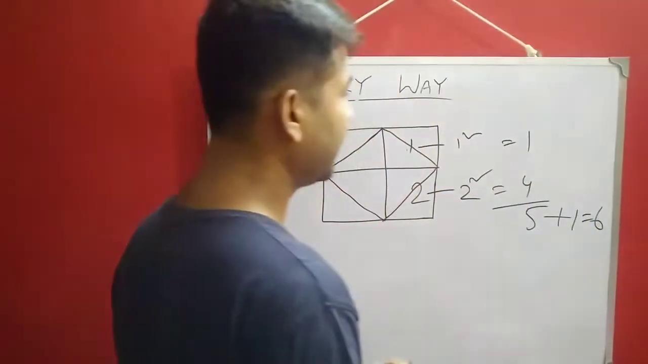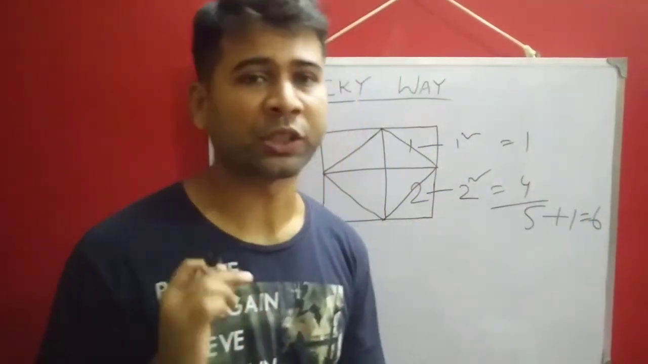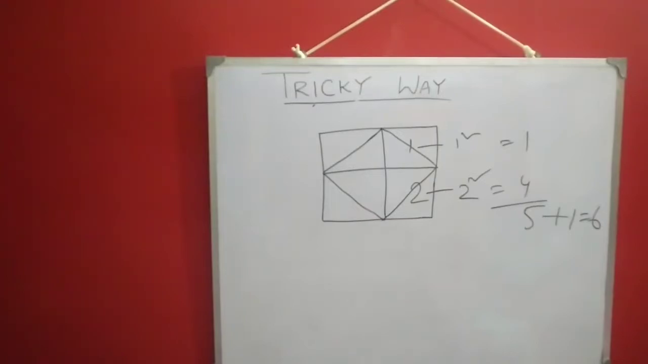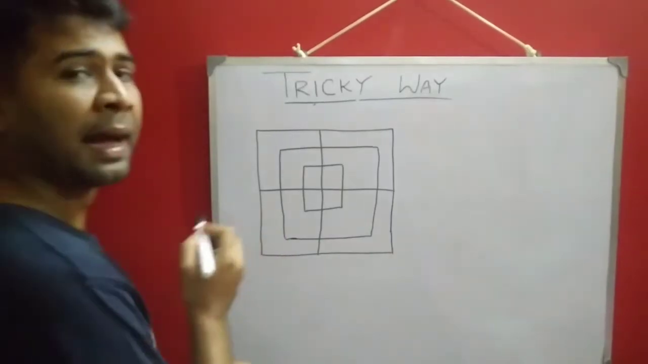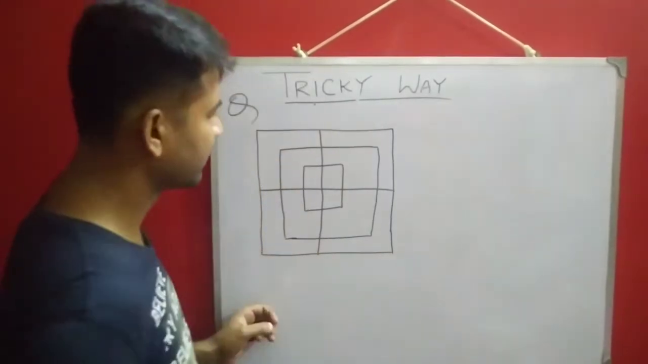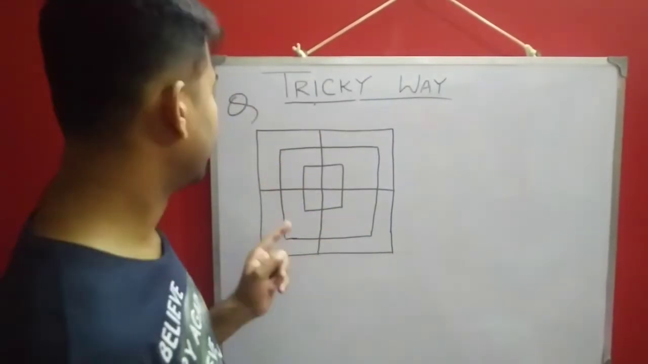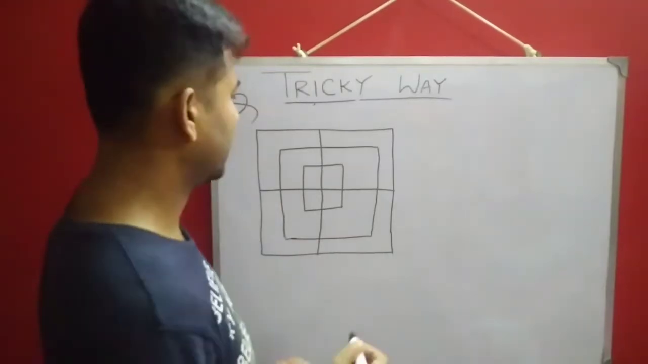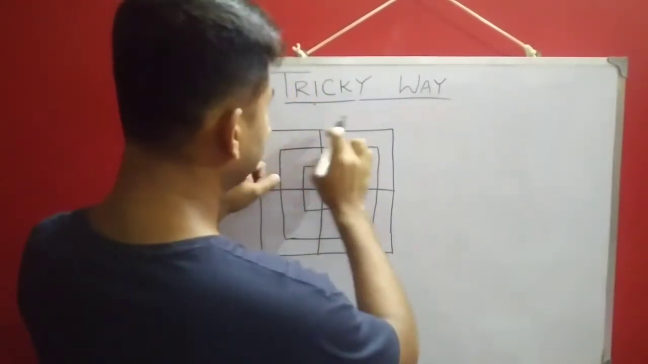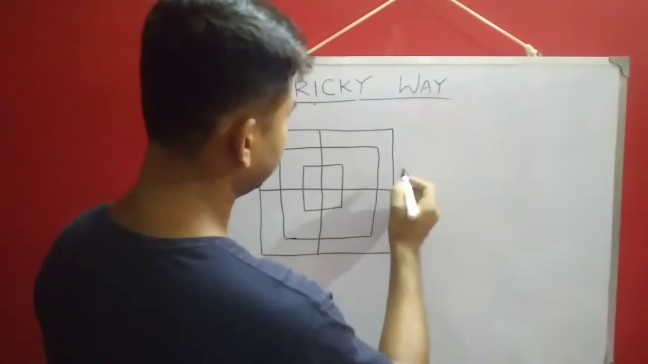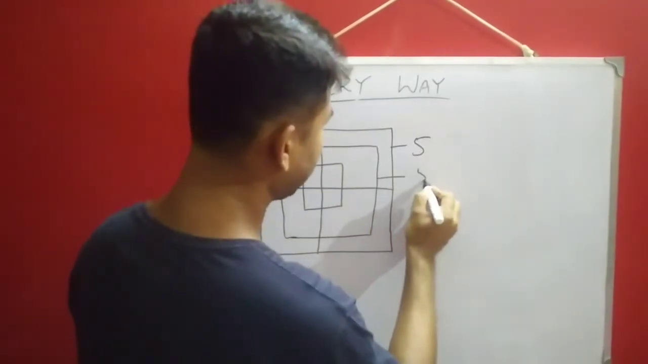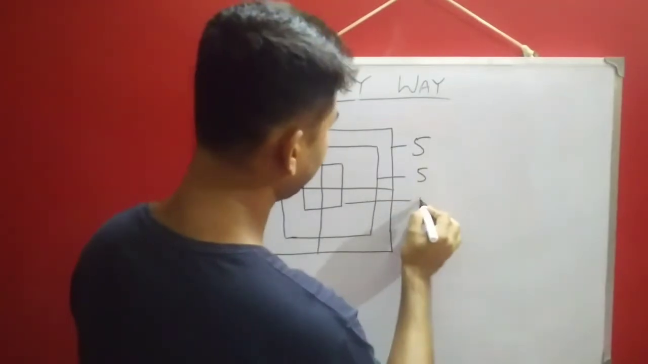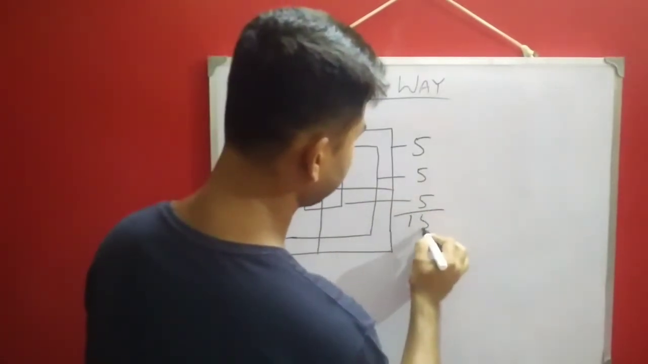Now we are moving to our question. This is our question: find the number of squares in this figure. So we know for this big square it is 5, and it is also 5, and it is also 5. The total number is 15.